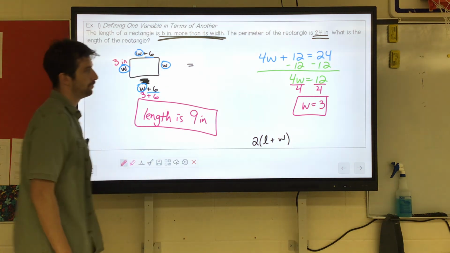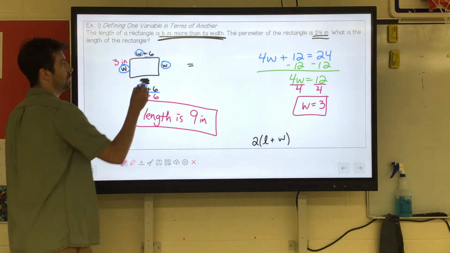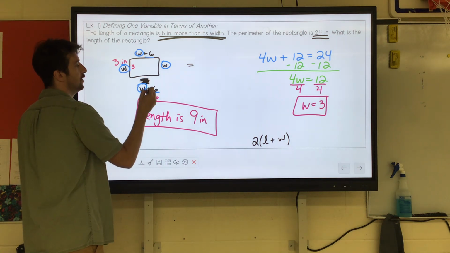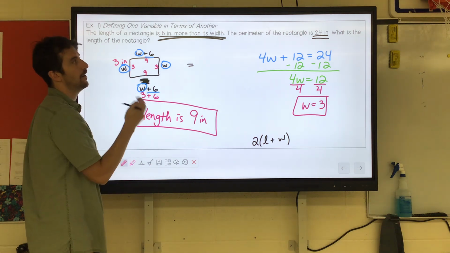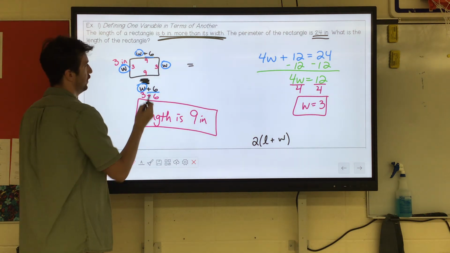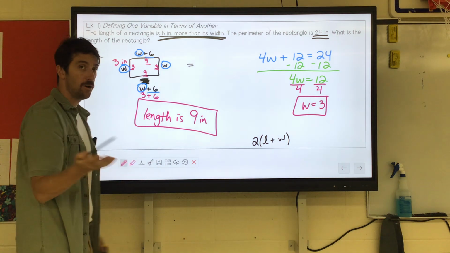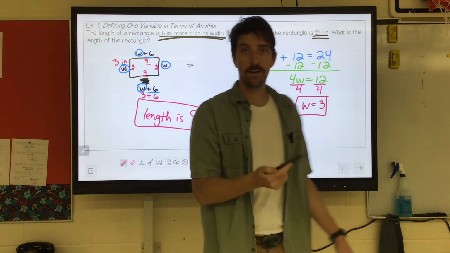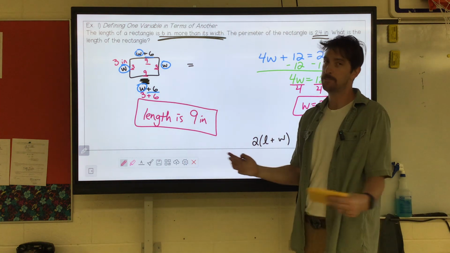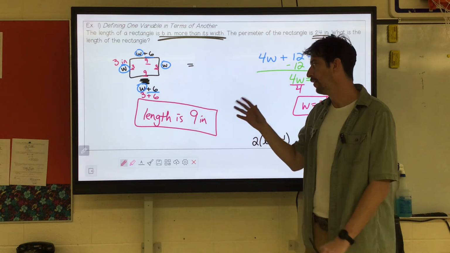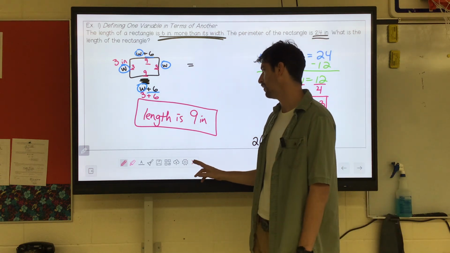Look at that. Now, again, check to make sure your answer makes sense. If the widths are 3 and the length is 9, this should add up to 24 if we did it correctly. 3 plus 9 is 12, plus 3 is 15, plus 9 is 24. Oh, we did it! Good job! And usually it would say, find the dimensions of the rectangle. So you'd say the length is 9 inches and the width is 3 inches. But all they were asking us for is the length.